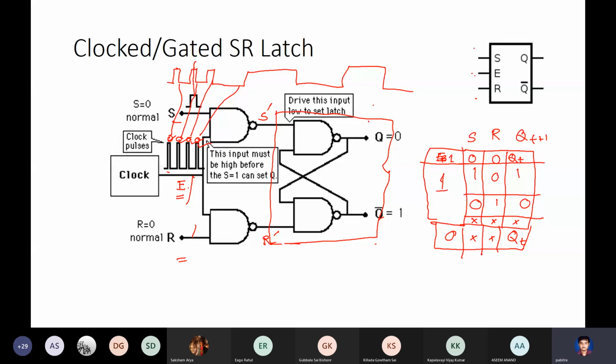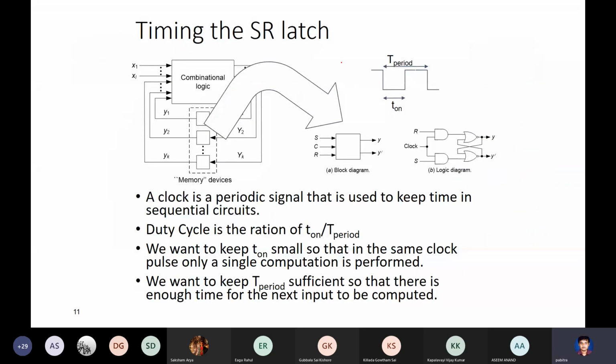Okay. So now, how much do we keep the width of this clock pulse, the on time? The clock, as I said, is any periodic signal that keeps time. So you have an on period and you have a total period. Then the duty cycle is T on by T period.